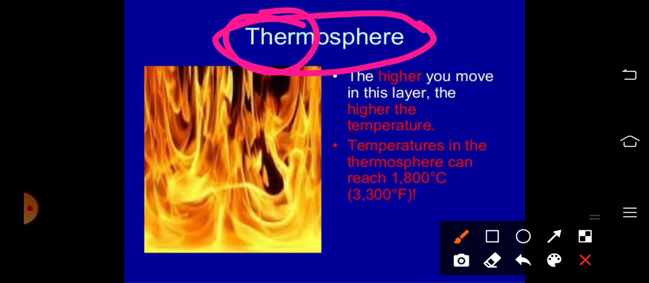Okay, it extends between 80 to 400 kilometers in the atmosphere. And one more important thing, this layer helps in radio transmission.